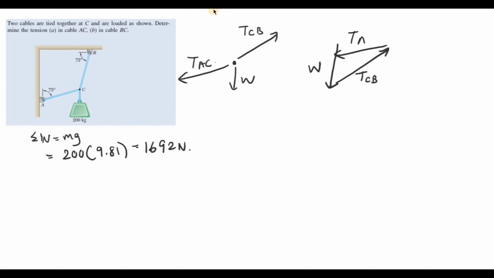tension AC. In order to use the law of sines, we need to determine some angles. If tension CB is 75 degrees from the ground, that would mean that this is 15 degrees because it's a right angle. And if tension AC is 75 degrees from the vertical line, this must mean that this is 15 degrees. So here we have 15 degrees.